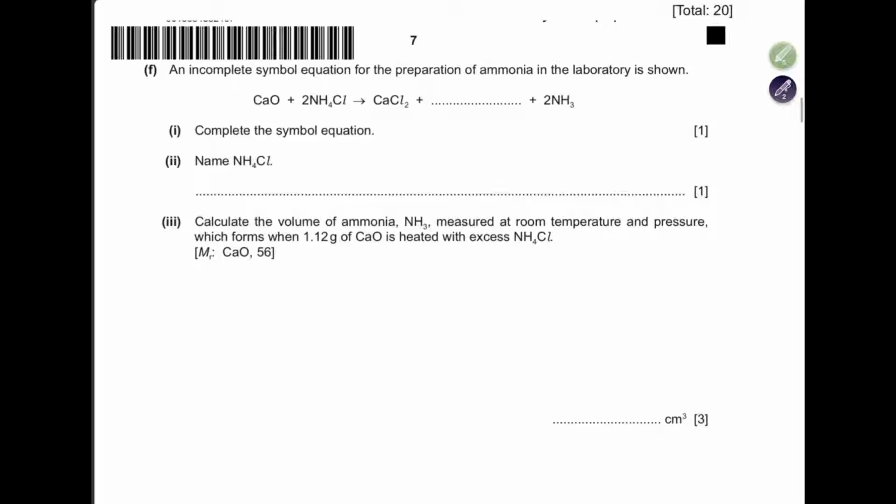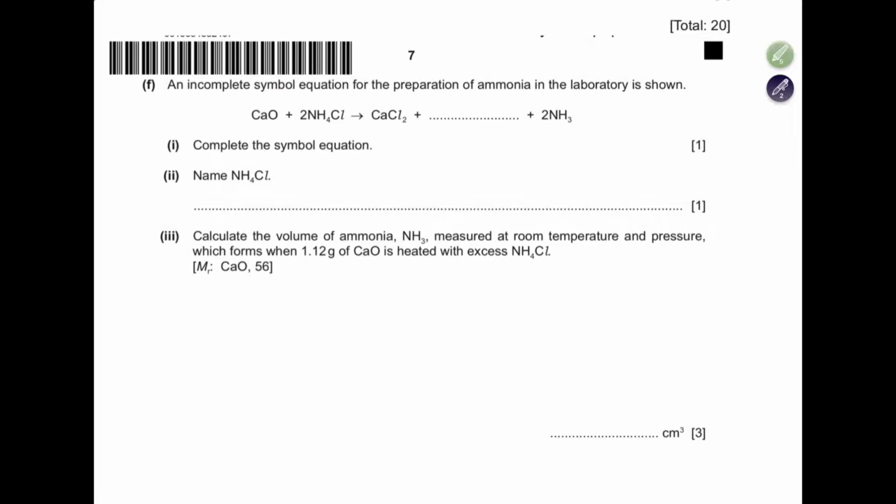An incomplete symbol equation for the preparation of ammonia is shown. Complete the symbol equation. Calcium oxide plus ammonium chloride gives us calcium chloride plus ammonia. We get water. This is balanced. Name NH4Cl. This is ammonium chloride.